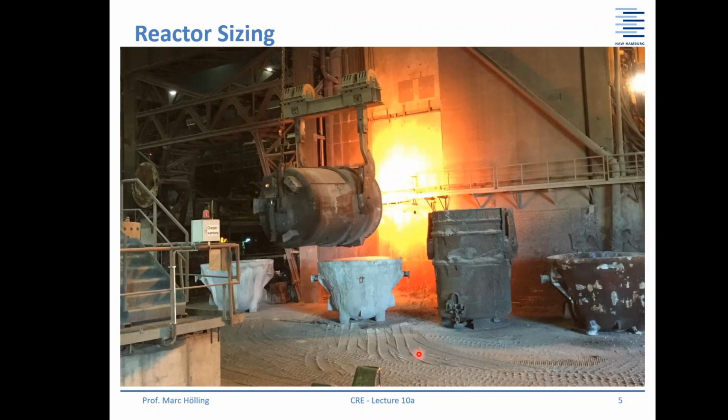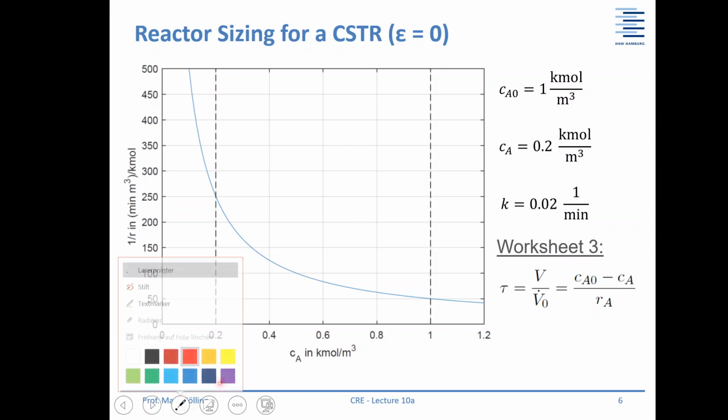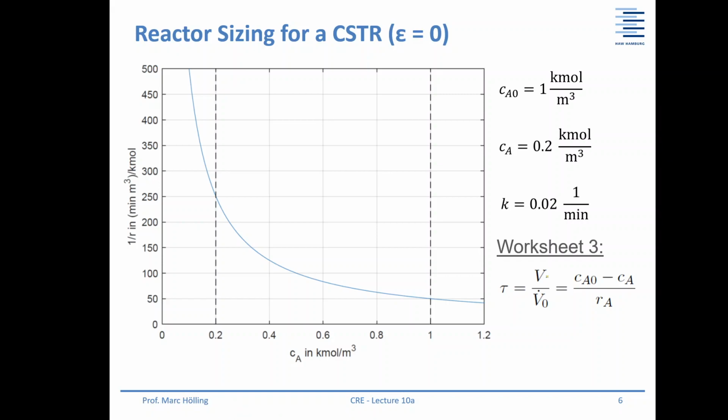Okay, let's start with reactor sizing. This should basically be just a repetition. What you all know is from worksheet 3, where we had that the residence time, so the reactor volume divided by the volume flow at the inlet, is just your concentration difference between inlet and outlet, divided by the reaction rate.